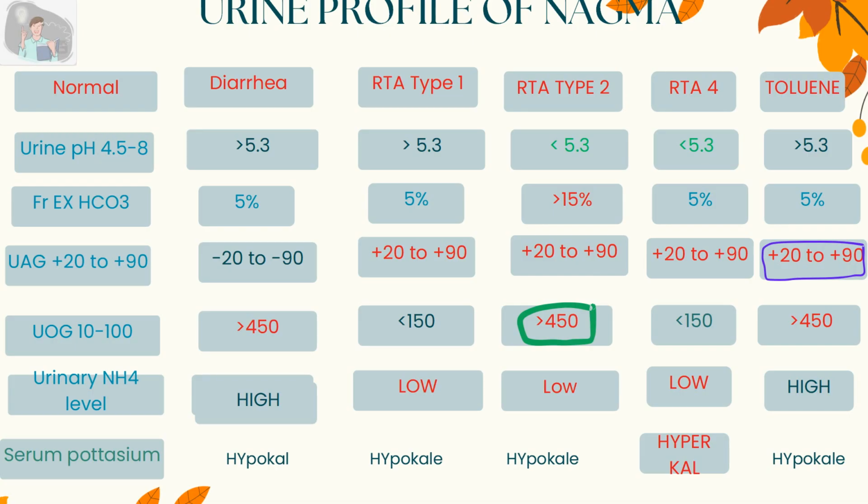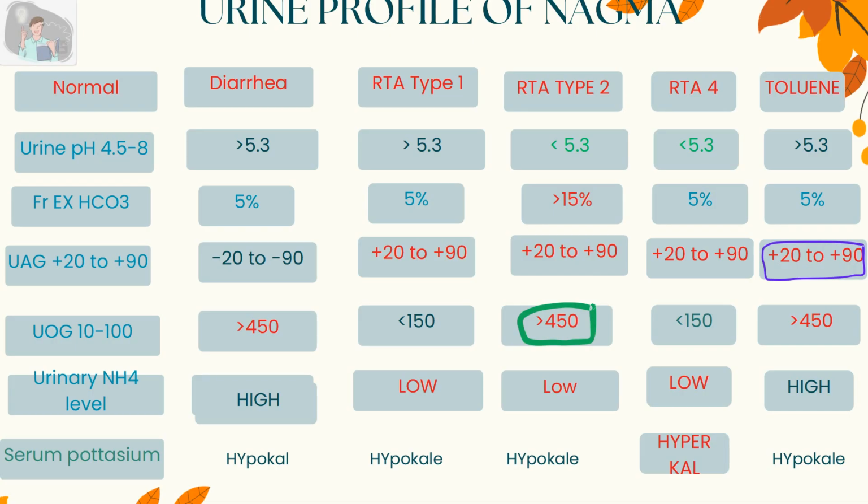Now, why does RTA type 2 have an acidic side of the pH? Here you have a PCT that's not able to reclaim the bicarbonate. So bicarbonate is being washed out in the urine, which should be making the urine go towards the alkaline side. So the urine pH should be above 5.5 or 5.3. But here you have an acidic looking pH. How is that? Here again there are two explanations for that.